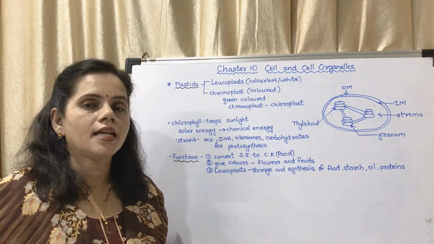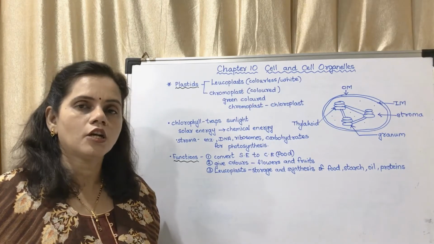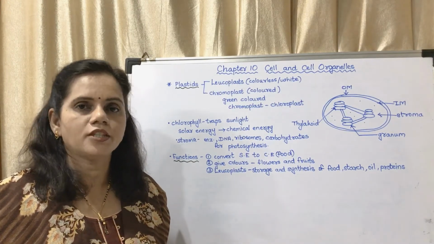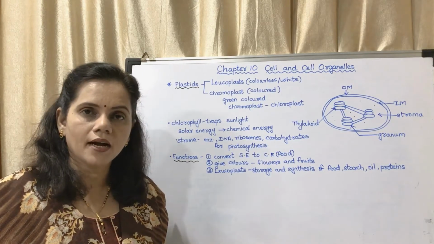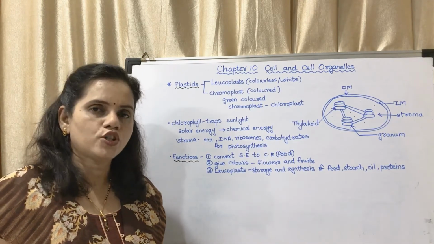The green colored chromoplast is called the chloroplast, which contains the pigment chlorophyll, which gives green color to the leaves and the plant, and it helps in photosynthesis.